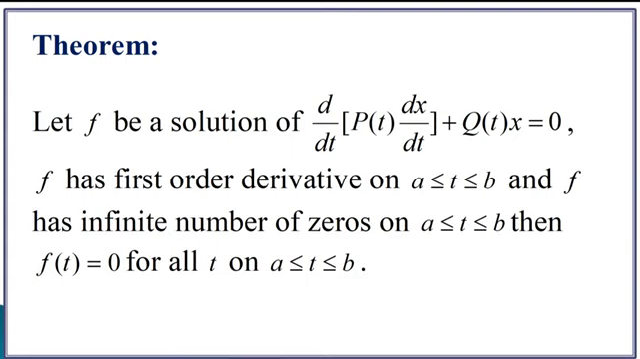Theorem: let f be a solution of this equation where f has a first order derivative on this interval, and f has infinitely many zeros on this interval, then f is identically 0. So this is an important theorem. Here we can see the benefits of self-adjoint equations. If you have a self-adjoint equation, we can identify some properties of the solution, then we can identify the complete solution. And here, if this property is satisfied, the solution becomes identically 0. Let's see the proof in the next slide.